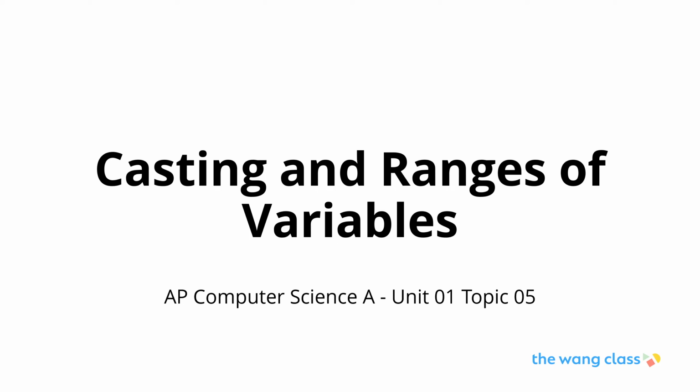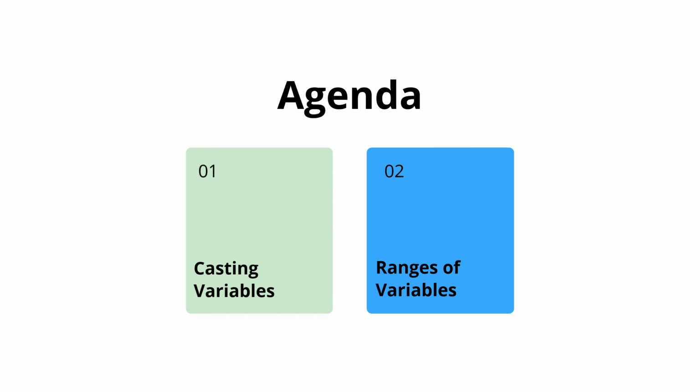Hey y'all, welcome back. In this video, we're going to be talking about Unit 1, Section 5, Casting and Ranges of Variables. We're going to split this up into two sections. The first section, which is this video, is going to be talking about casting variables. In the next video, we're going to be talking about ranges of variables and why variables have different ranges of values that they can represent.